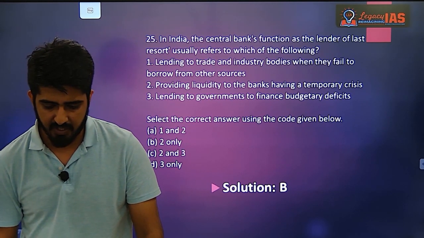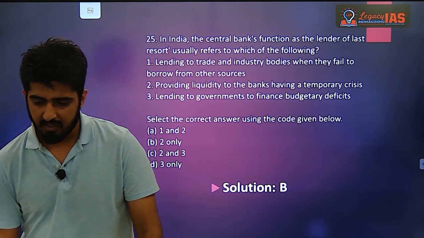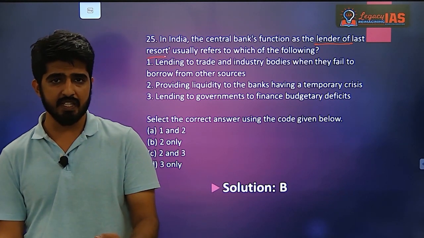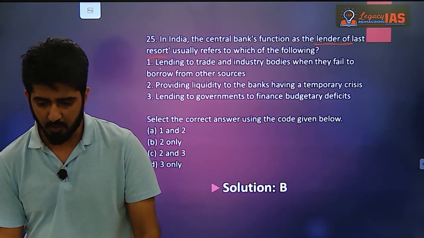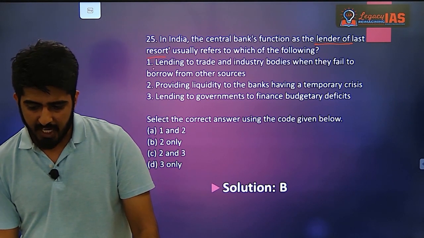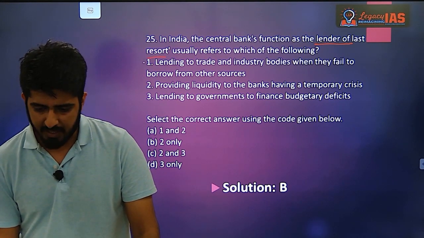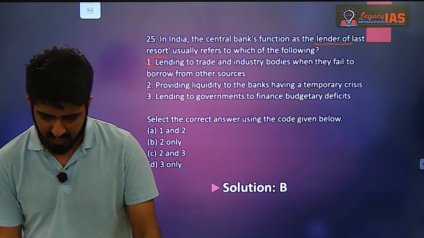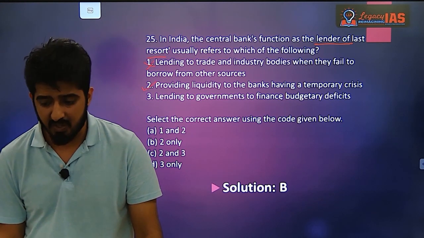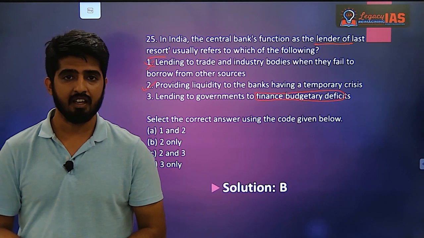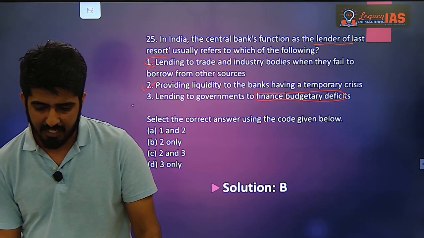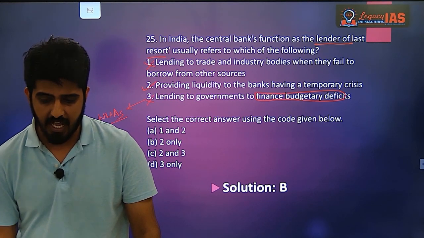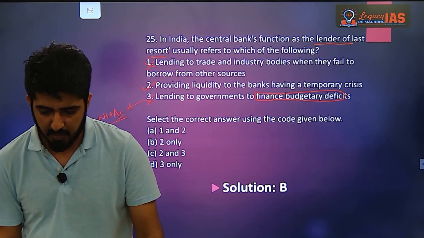Next is related to central bank's function. So what is the central bank's function? The function as a lender of last resort. It is the lender of last resort to the banks. Whenever the banks are facing any difficulty, yes, RBI comes to their rescue. So lending to trade and industry bodies, no, RBI does not deal with them directly, no way. Second, providing liquidity to the banks on a temporary basis. Yes, this is right. Lending to governments to finance budgetary deficits. This would be a sin. So the only way the RBI lends to the government as of now is through WMAs, ways and means advances. So 3 cannot be the right statement. So the answer would be B, 2 only.